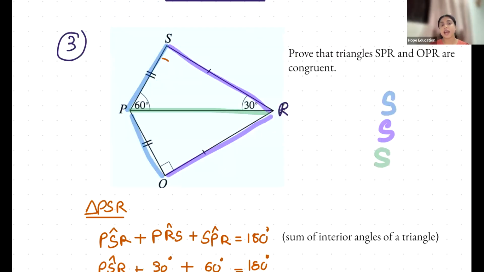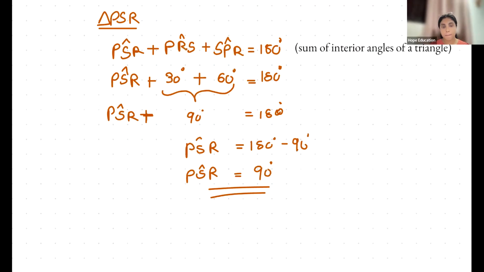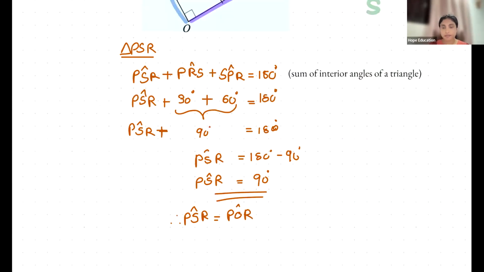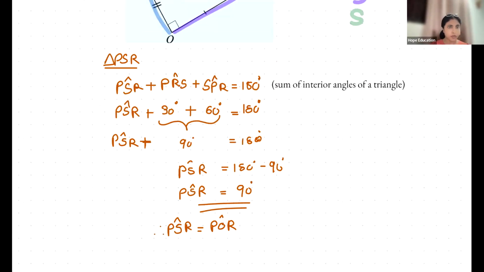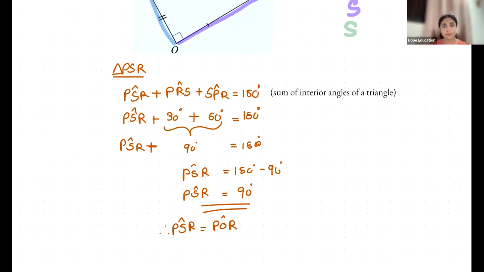Therefore, we can say PSR and POR are equal, no? Because POR is also 90. Therefore, PSR is equal to POR. Up to that point, is it clear? Up to that point, is it clear, Lamai?